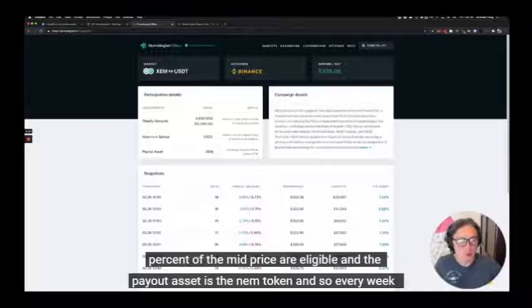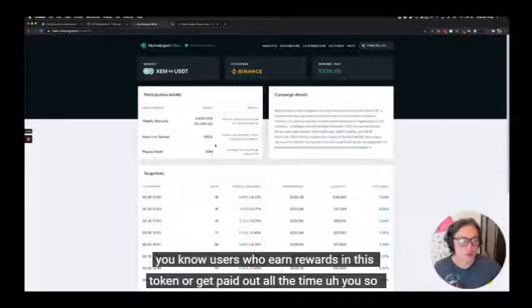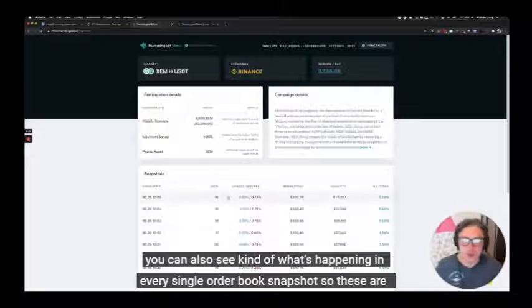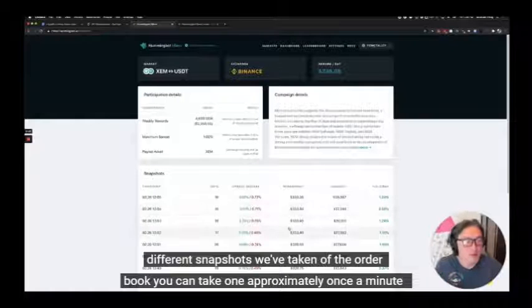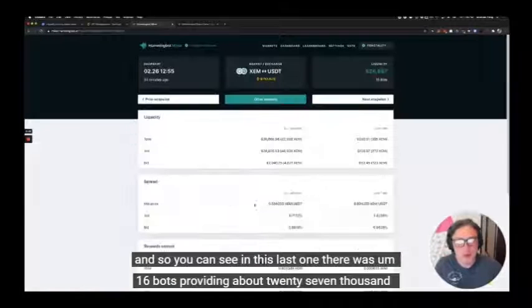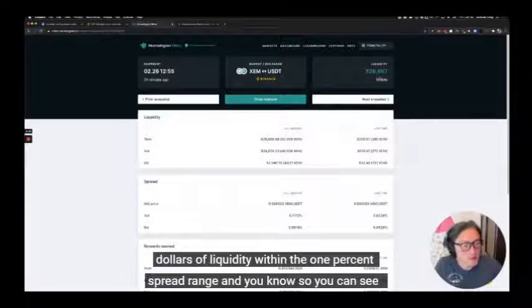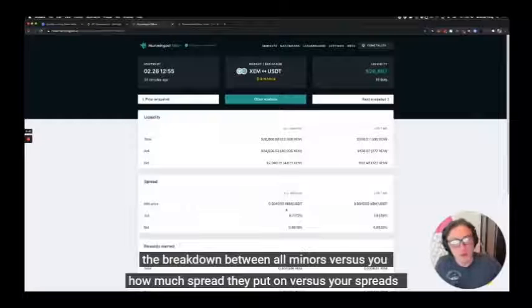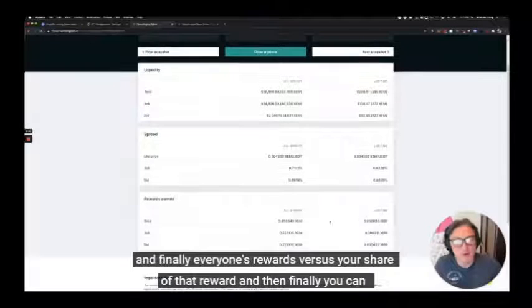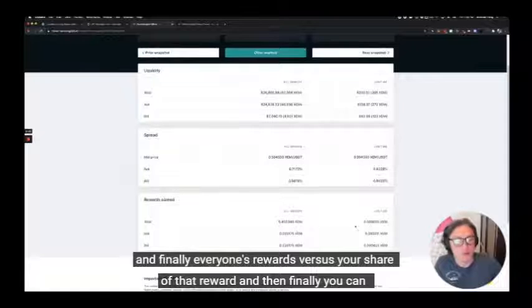Every week, users who earn rewards in this token are getting paid out all the time. You can also see what's happening in every single order book snapshot. These are different snapshots we've taken of the order book. We can take one approximately once a minute. In this last one, there were 16 bots providing about $27,000 of liquidity within the 1% spread range. You can see the breakdown between all miners versus you, how much spread they put on versus your spreads, and finally, everyone's rewards versus your share of that reward.